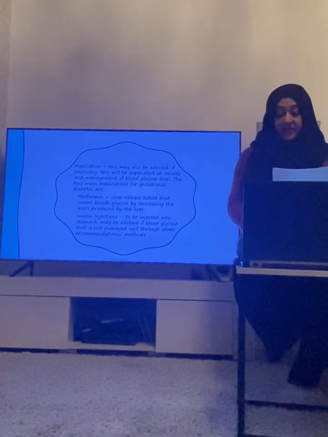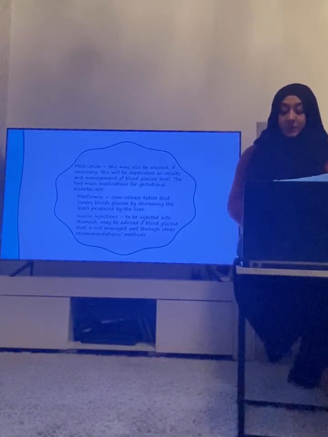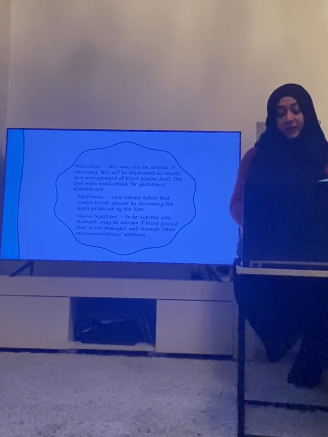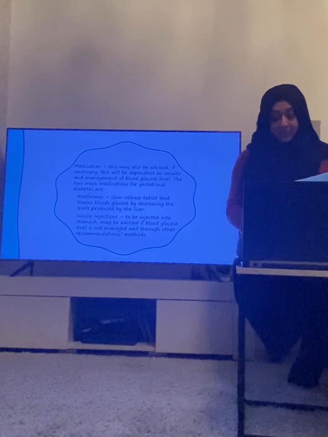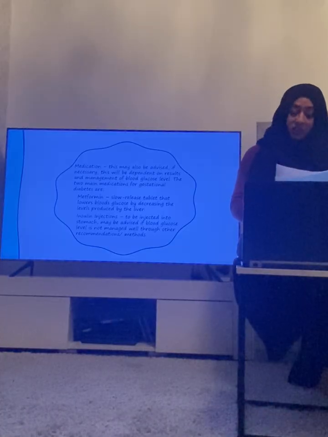Medication may also be advised if necessary. This will be dependent on results and management of blood glucose level. The two main medications for gestational diabetes are metformin, which is a slow-release tablet that lowers blood glucose by decreasing levels produced by the liver, and insulin injections. These are to be injected in the stomach and may be advised if blood glucose level is not managed well through other recommendation or medication methods.